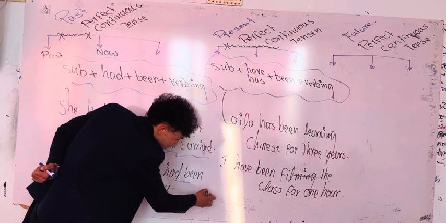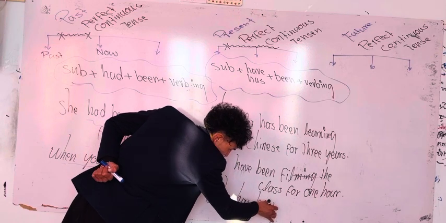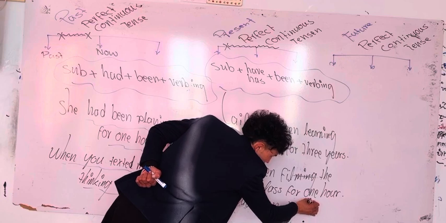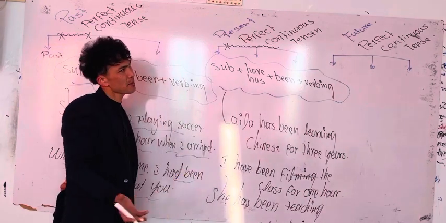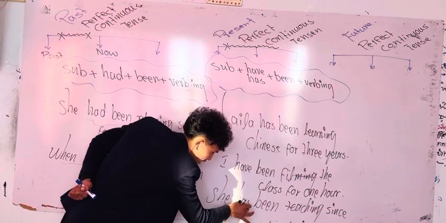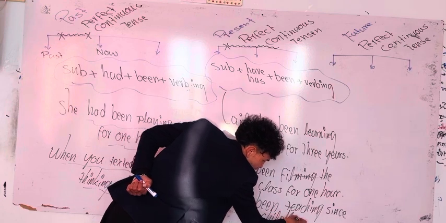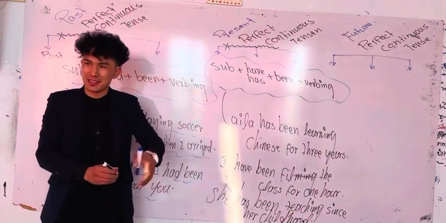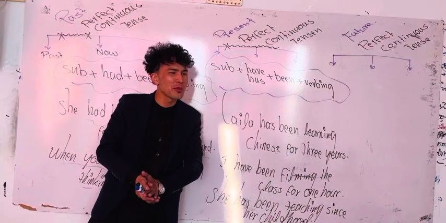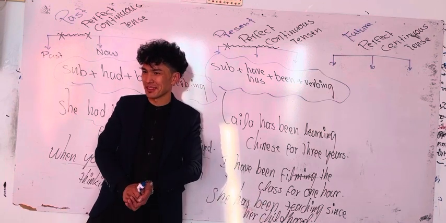For example, she has been teaching something. She has been teaching since her childhood. Do you know childhood? That is why she's so professional and good at this. You understand? This is the reason.